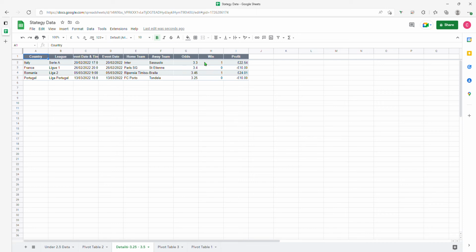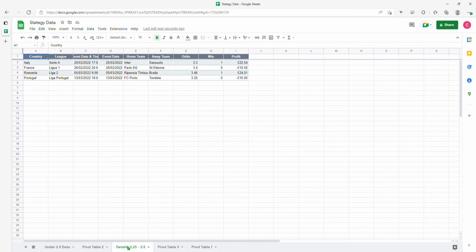But anyway, you can see the 2 games that won for £22.54 and £24 were won, and the 2 games that lost. See, I've got a £26 profit more or less there, which is what we said.